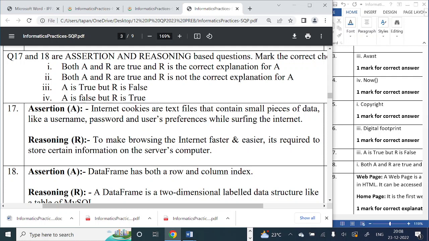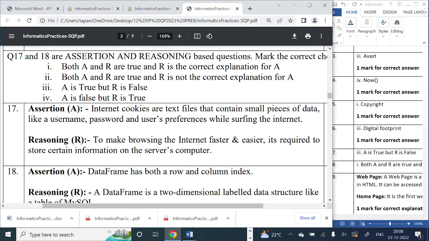So here is question number 17. Internet cookies are text files that contain small pieces of data like a username, password and user's preferences while surfing the net. Next is the reasoning: to make browsing the internet faster and easier, it is required to store certain information on the server's computer.